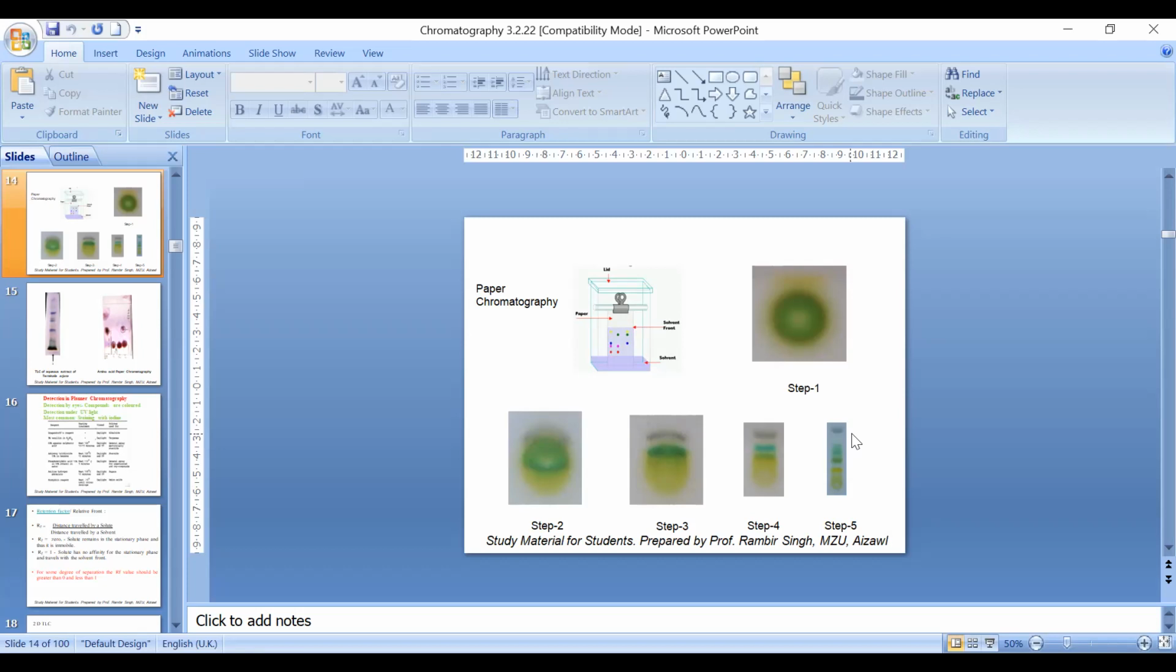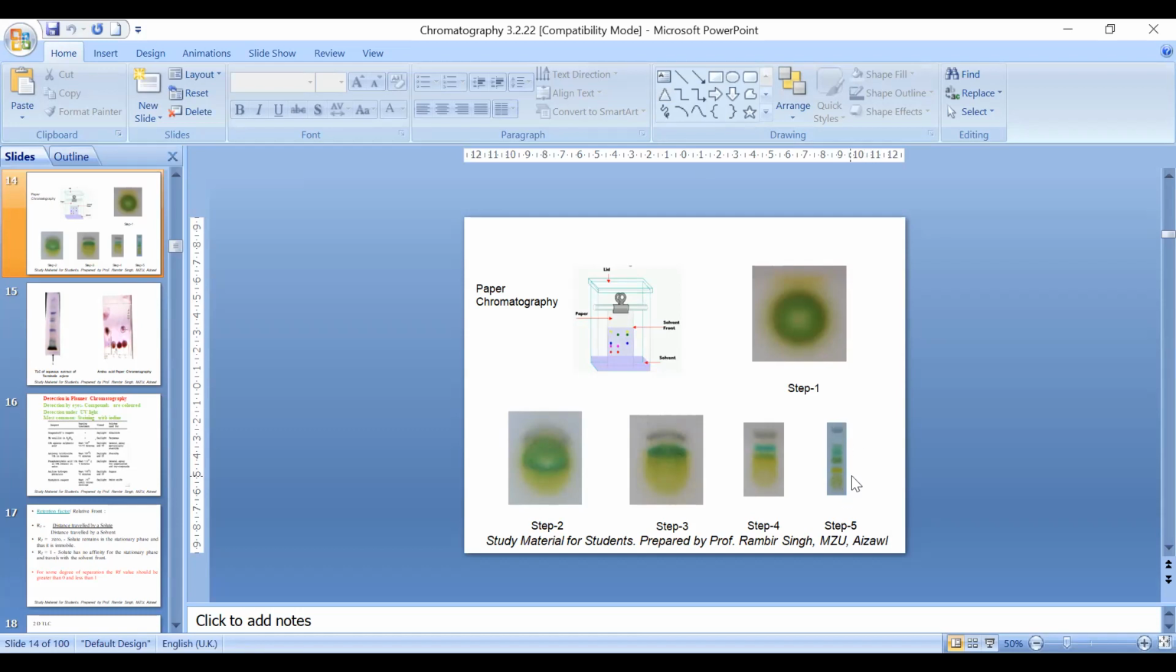Sir, it's the polar one. It is polar, but your answer is wrong actually. Because if it is polar, the polar compound will have more interaction with the silica, because silica is polar. So the polar compound will have less migration, right? And the non-polar compound will have more migration. So a compound which is polar will be here.